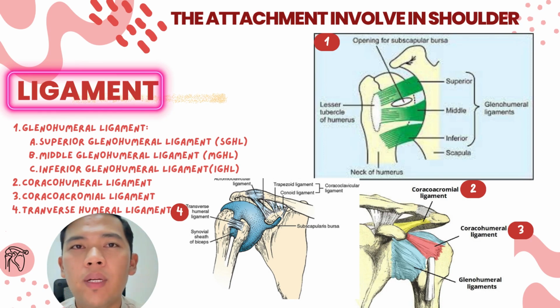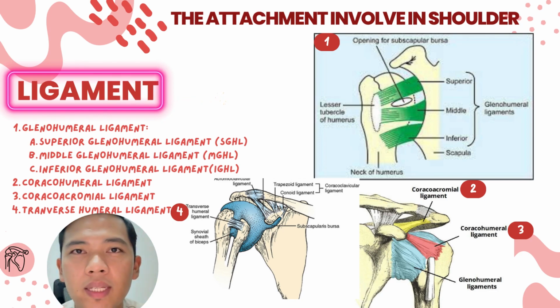The coracohumeral ligaments extend from the coracoid process of the scapula to the greater tubercle of the humerus. These ligaments support the superior aspect of the shoulder joint, and limit excessive external rotation and inferior displacement of the humerus.